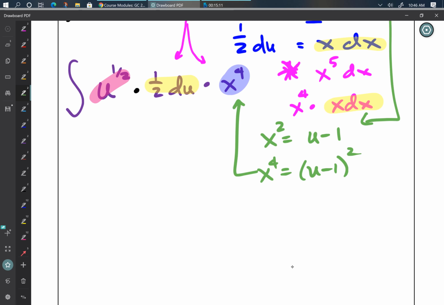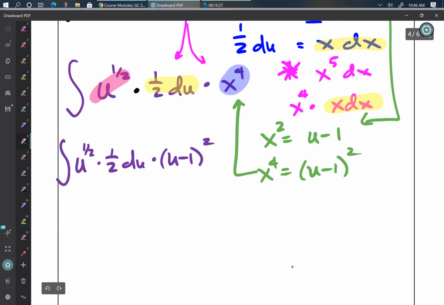So now my integral is going to become the integral of u to the 1/2. That's just copying down. 1/2 du, still just copying down, and u minus 1 squared. And what I'm hoping is that with a little bit of algebra, I can clean up that integrand and make it be something that I can actually integrate.